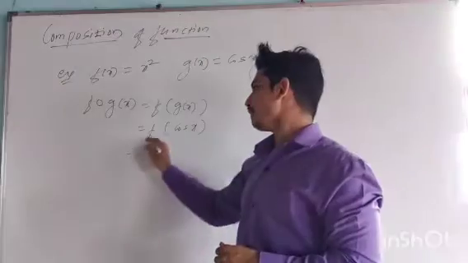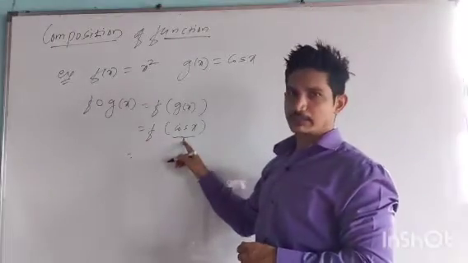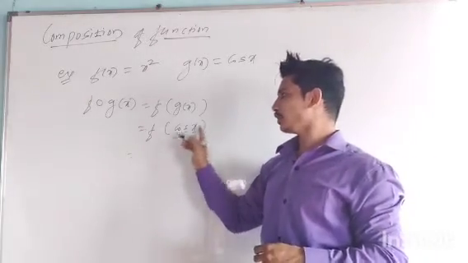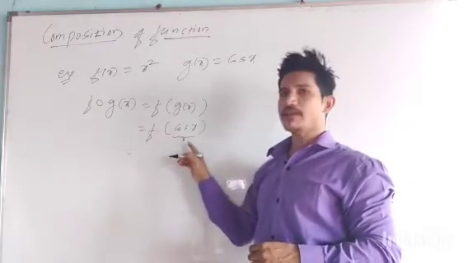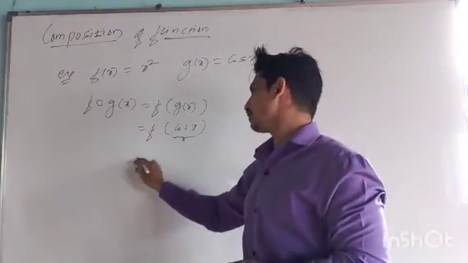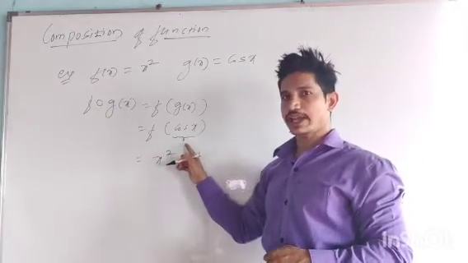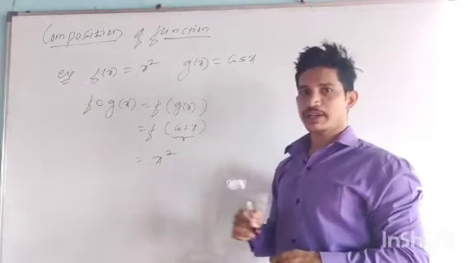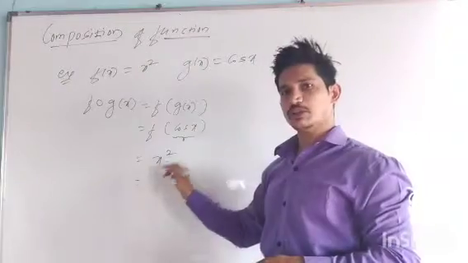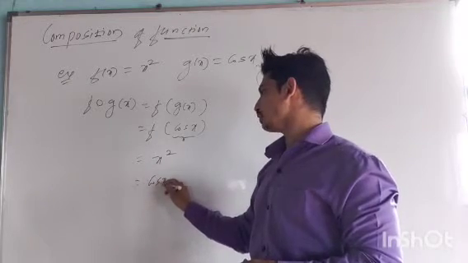Now the function f of x, what is it? The value of x here is cos x. But the f of x function is x square. So where x is there, write cos x.